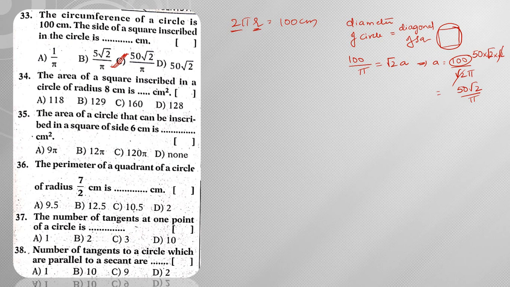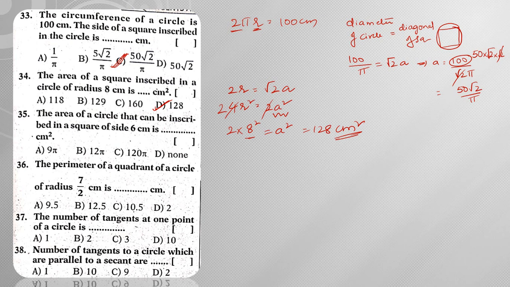Next, the area of the square inscribed in a circle of radius 8 centimeters. Just now we said, 2 times the radius is equal to root 2 times a. Now squaring it on both sides, we are going to have 4r square is equal to 2 into a square, since I need the value of a square. So 2 in 4 cancels 2 times. So 2 into 8 square. 8 square is 64, 64 into 2 is 128. Hence the answer is 128, which is nothing but a square. So a square is equal to 128 centimeter square.